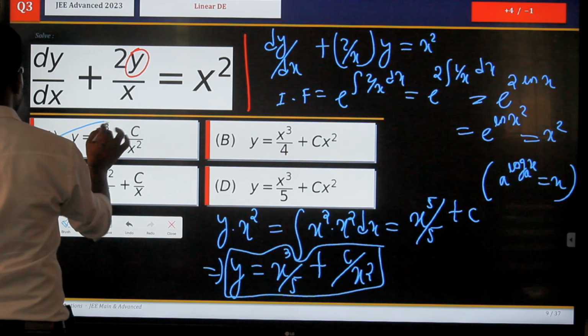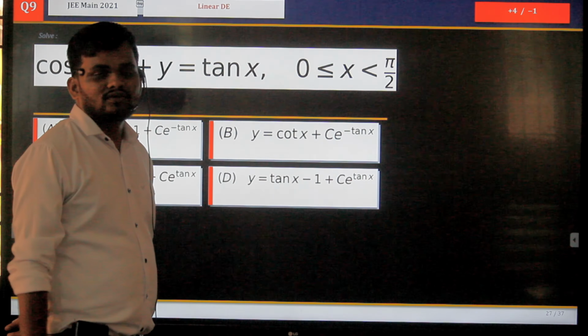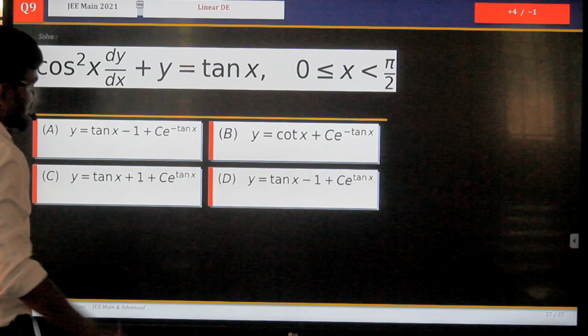Y is equal to x cube by 5 plus c by x square. So option A is correct. B, C, D are wrong answers. So another question based on the linear differential equation.